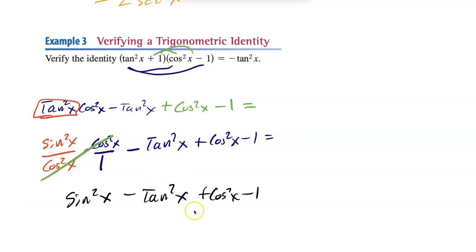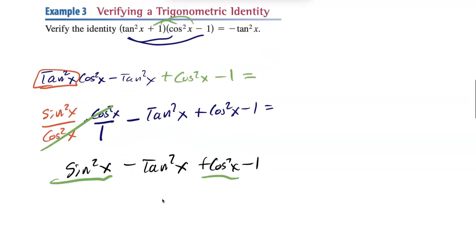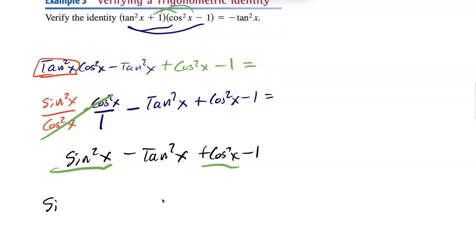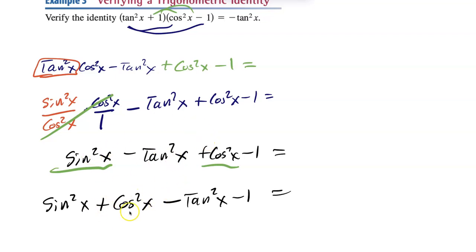And for a second, looking at this, I'm kind of stumped, like, where do I go next? Because I have to get negative tan squared. And then I kind of see it right here. Sine squared plus cosine squared. Let me rearrange it again, because I'm teaching, so I'm showing lots of steps. Sine squared x plus cosine squared x, let's put minus tan squared minus 1. So I just rearranged it. You don't have to, you could do it straight from there. I just wanted to show you.